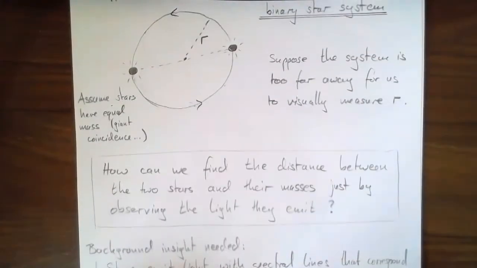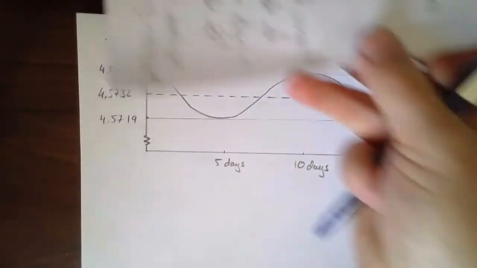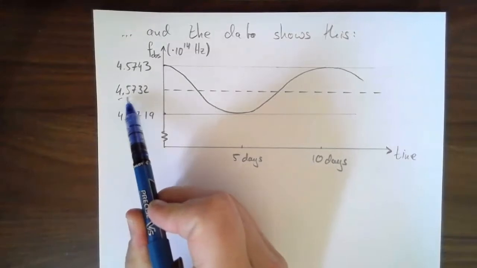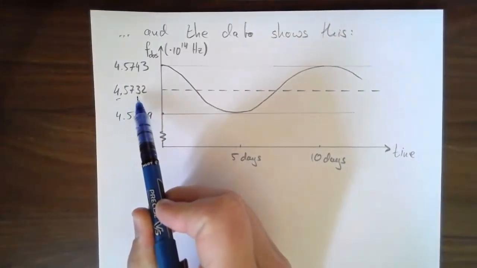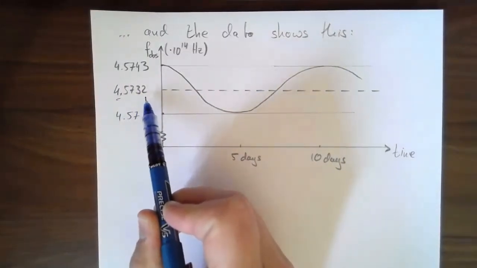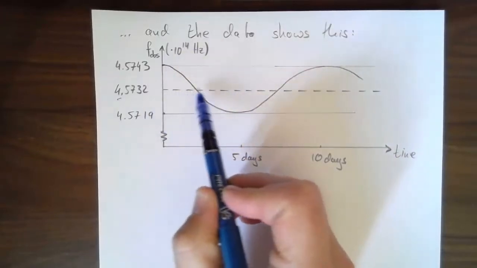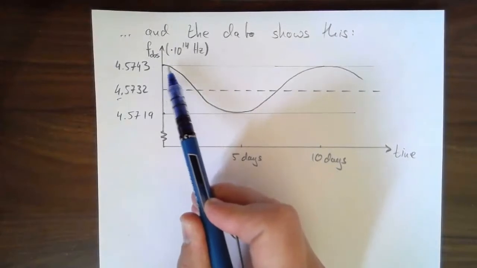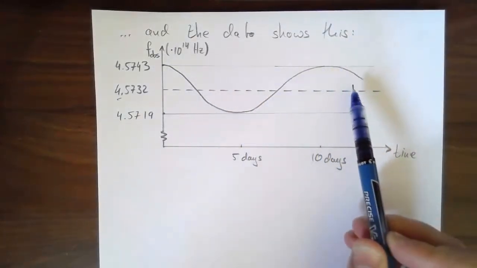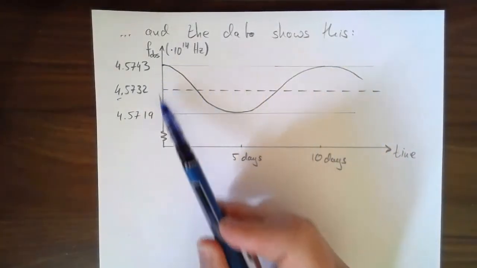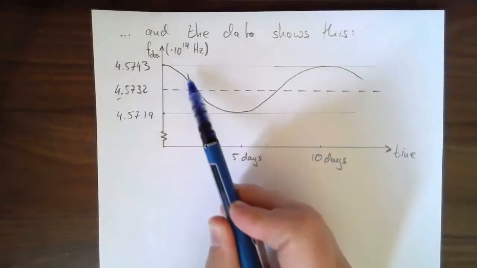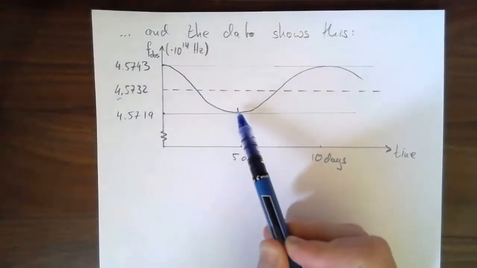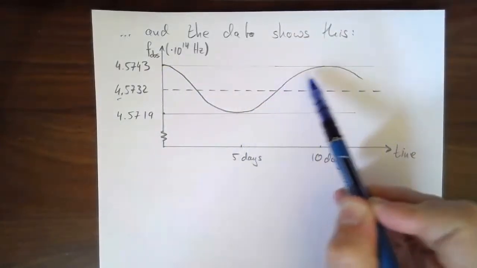And now we observe the star and we look for that line. Now here's what we actually see. This is the data. Here in the middle is 4.5732, excuse me, times 10 to the 14 hertz. Right. But what we observe is actually that that line seems to shift back and forth. Really, what we would be observing is two of those lines moving opposite. But just focus on one. One of them shifts like that. So sometimes the frequency is a little bit higher, sometimes the frequency is a little bit lower. It sort of seems to be going back and forth.